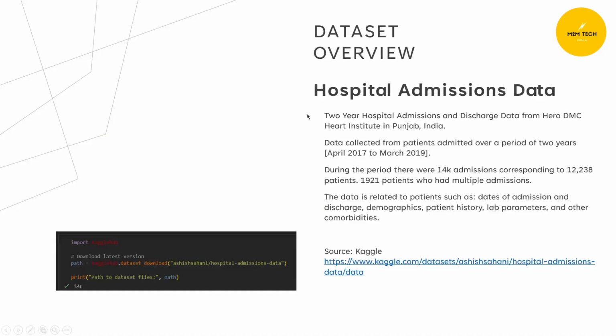So a little bit of an overview of the data set that I'll be using in this presentation. This is a data set about hospital admissions data collected on Kaggle, and it's data collected from a hospital in India, the Hero DMC Heart Institute, during a 2-year period from April 2017 to March 2019.